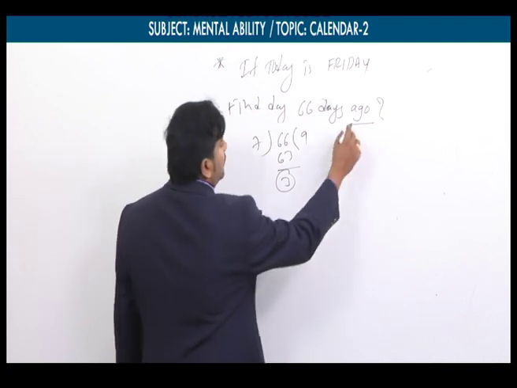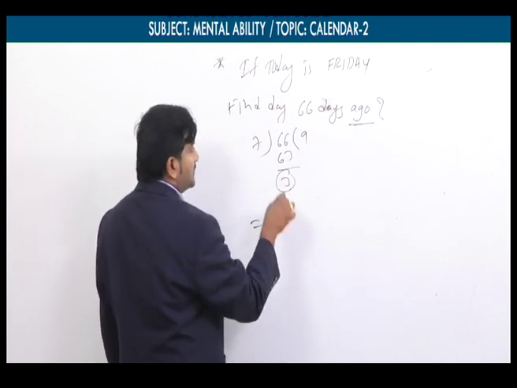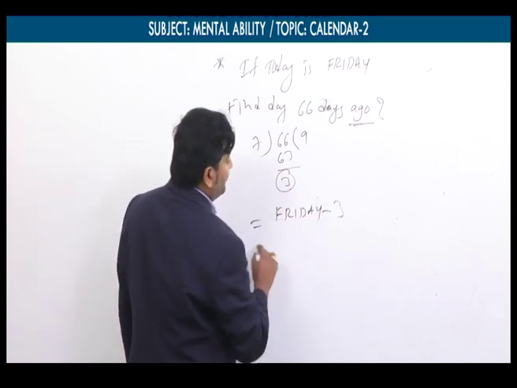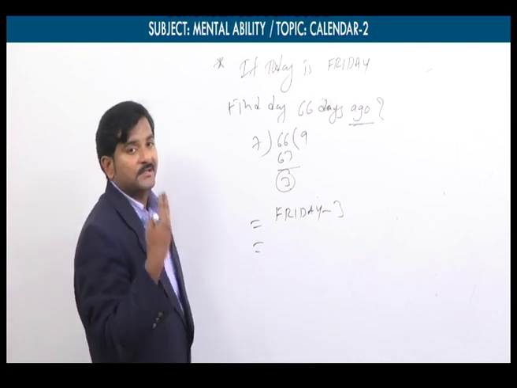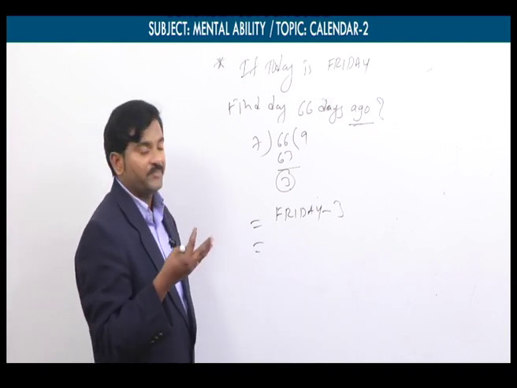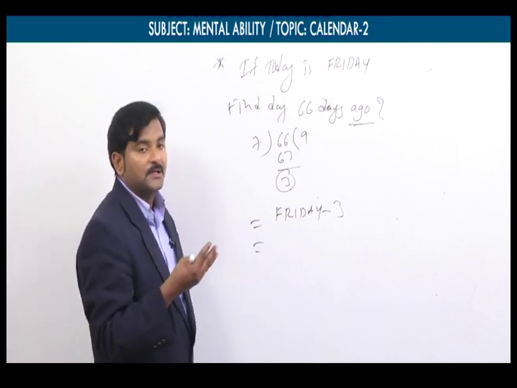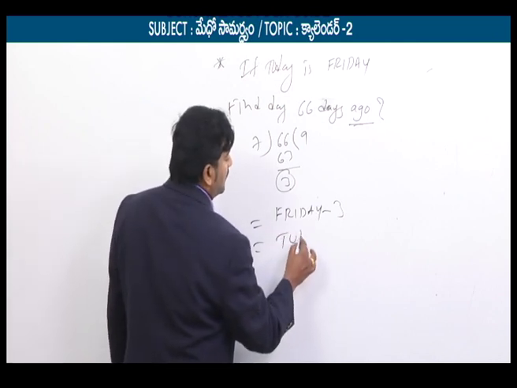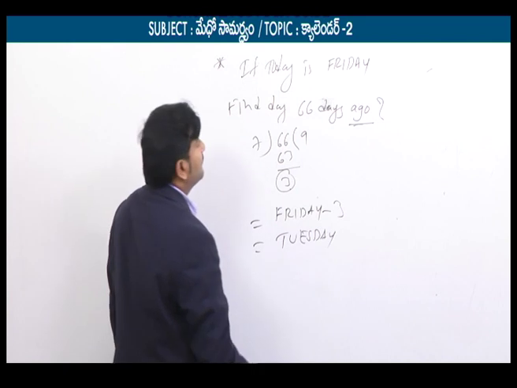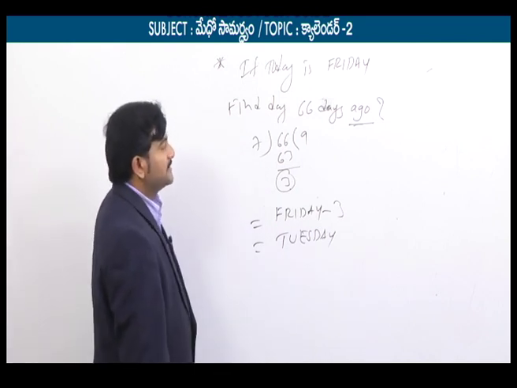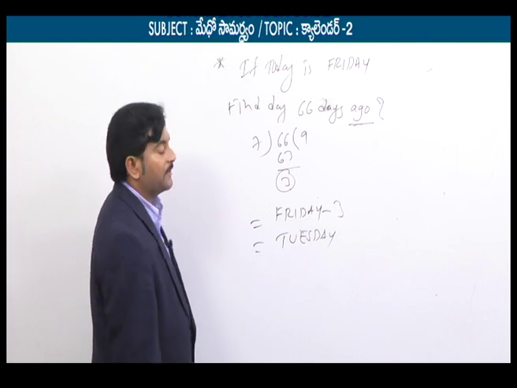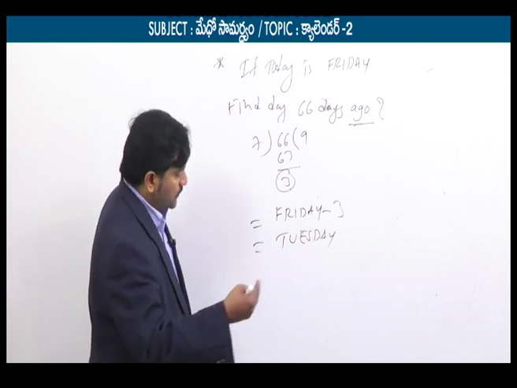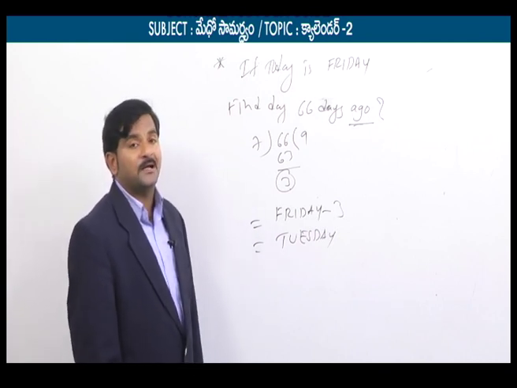Since he mentioned ago, what do I have to do? I have to subtract this remainder from the given day. What is the given day? Friday. From Friday, we need to subtract 3 days. Friday before day is Thursday. Thursday before day is Wednesday. Wednesday before day is Tuesday. Therefore, you will get Tuesday. Ago means we simply subtract the remainder, while after means directly adding the remainder.